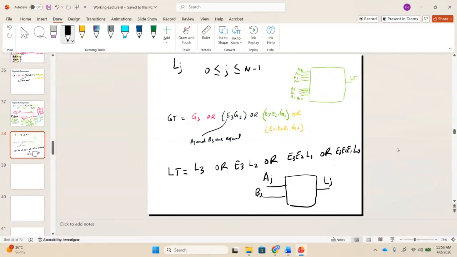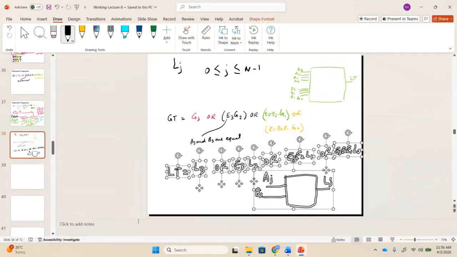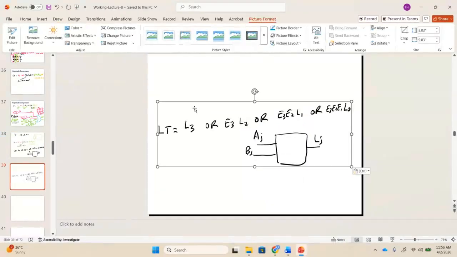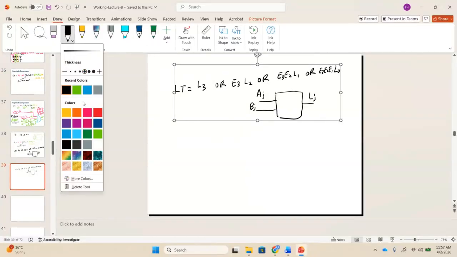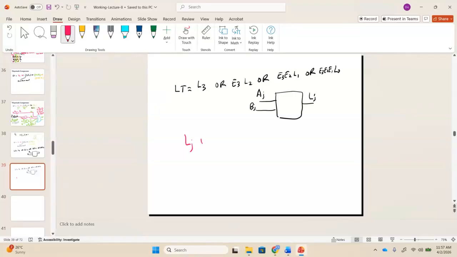What will be the expression for Lj? Please have the same logical argument. Lj will be 1 if what? If Aj is what, and Bj is what? Yes. Lj will be 1 if Aj is what?